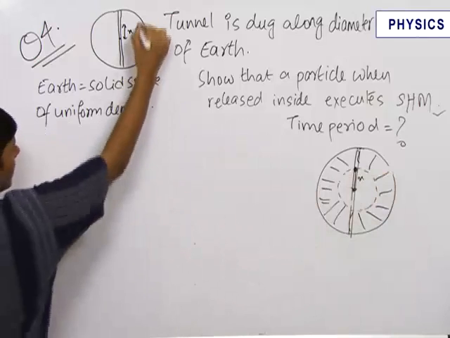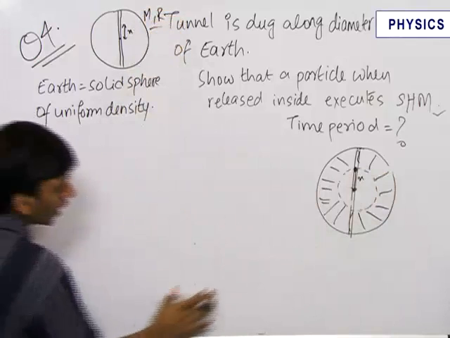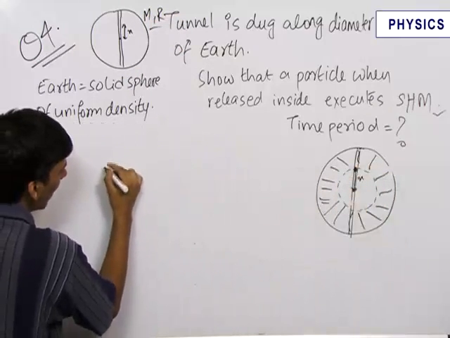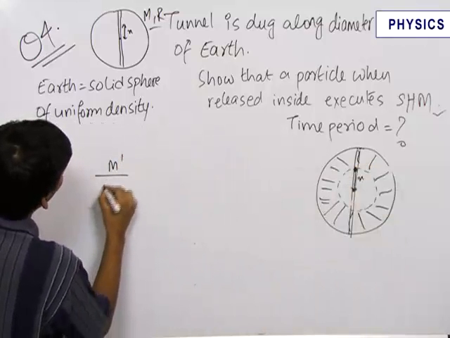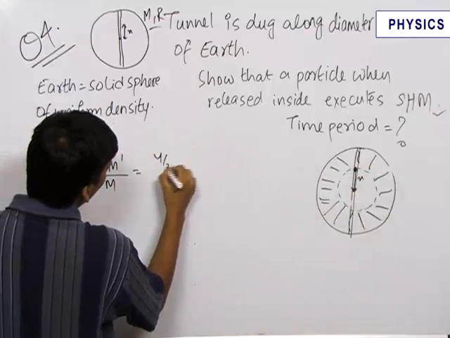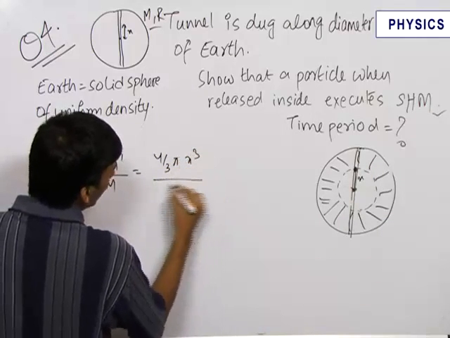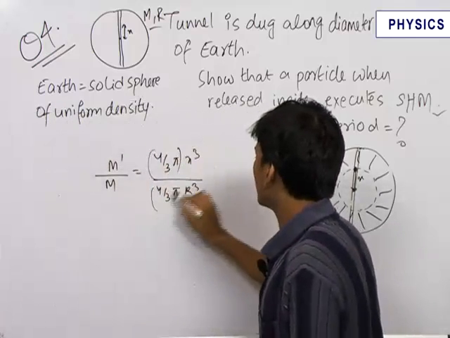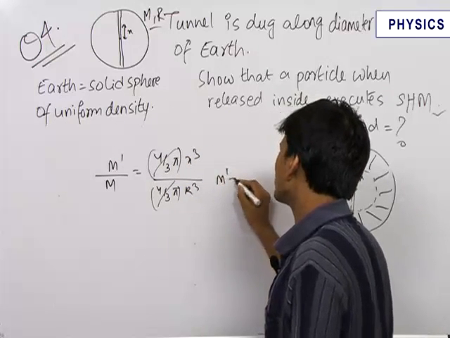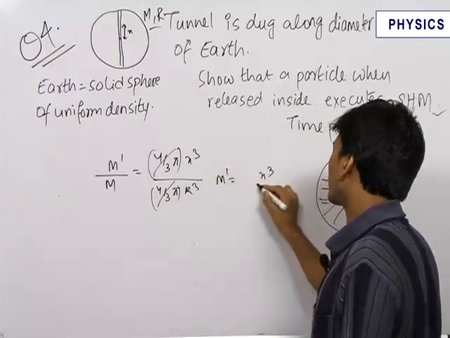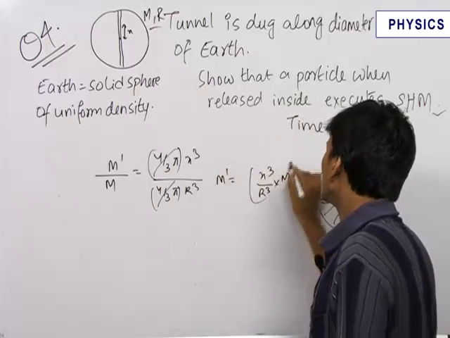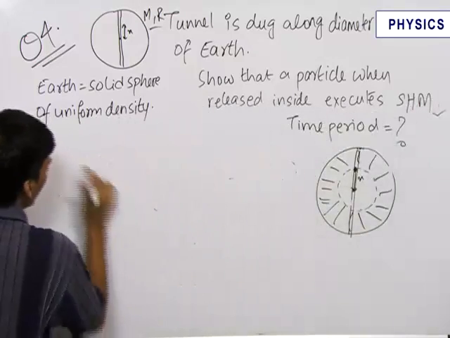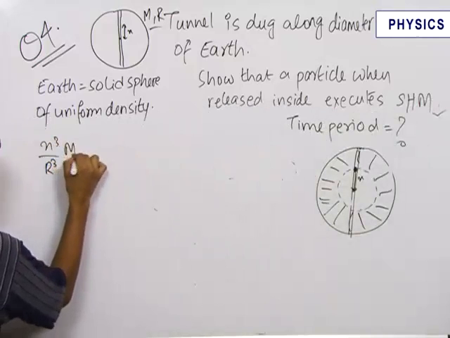Now the mass and radius of the earth are given. Let us first find out the mass of this sphere of radius x. The mass m dash upon mass of the earth will be equal to 4/3 pi x cube upon 4/3 pi r cube. Now this term gets cancelled. We get m dash is equal to x cube upon r cube into M. So this is the mass of the sphere of radius x.